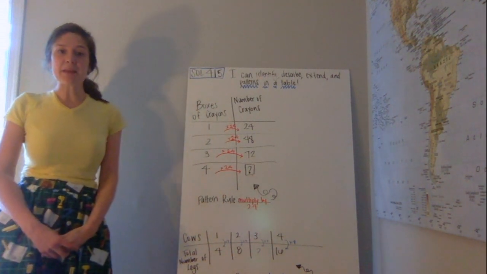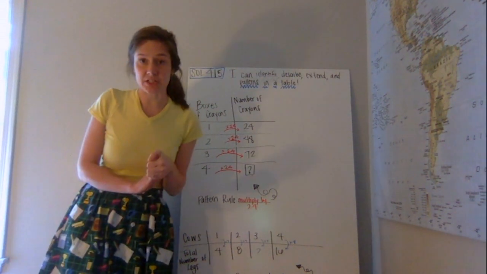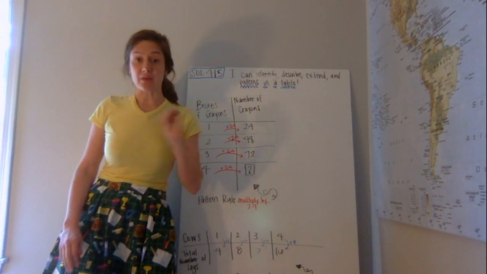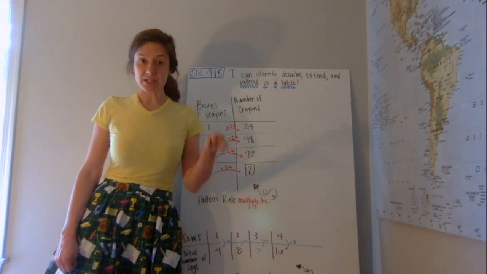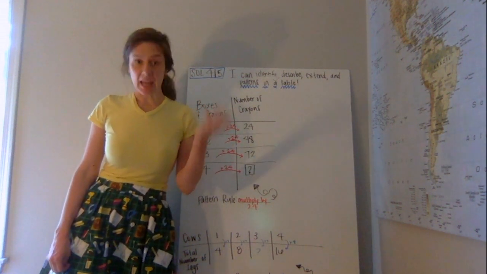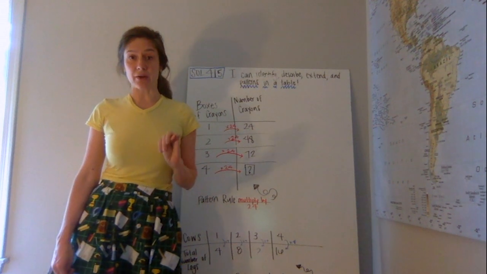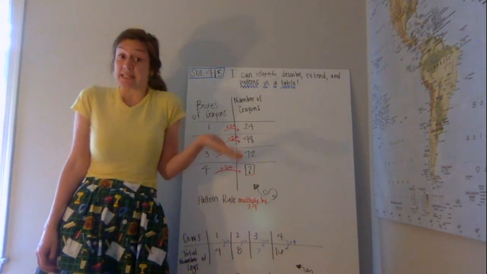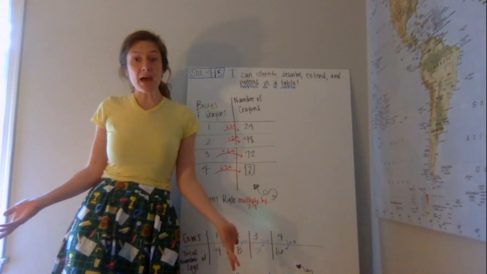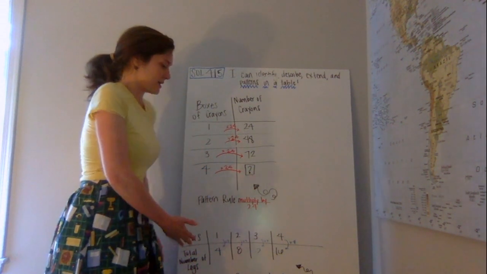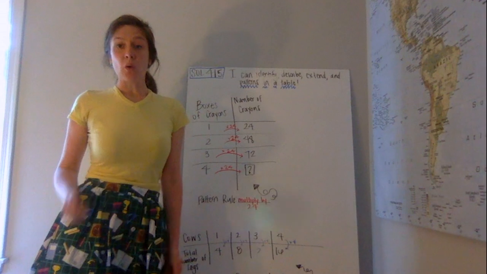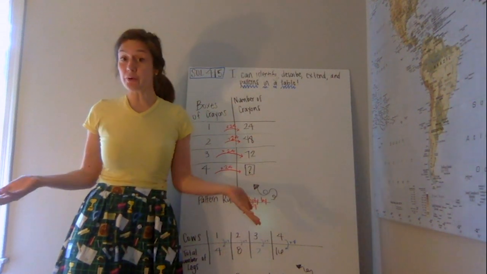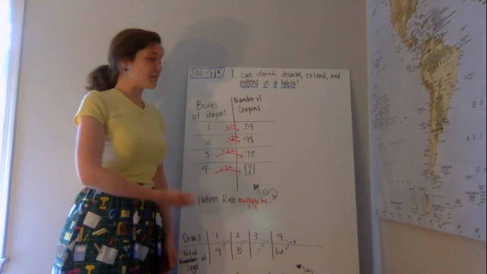When identifying a pattern rule as fourth grade mathematicians, we're going to use three different operations. You'll see the operations of addition, subtraction, and multiplication present in your pattern rules. Today, we're going to have a few pattern tables to create together, and we're going to have a few pattern tables that are already created for us, like some of these. We'll just need to identify the pattern rule, and then we'll be able to complete the table.